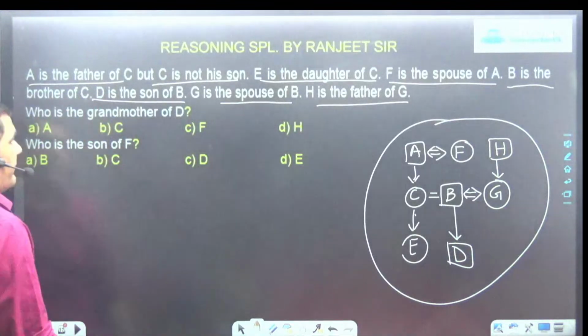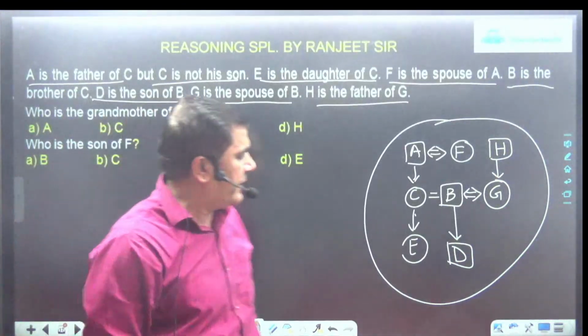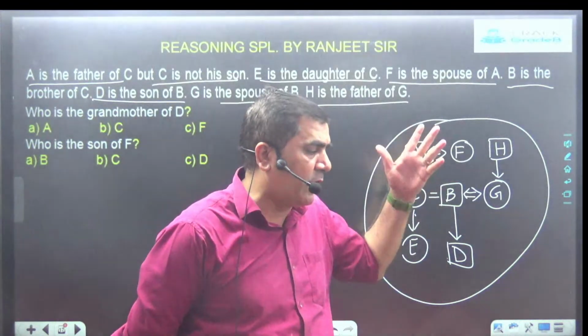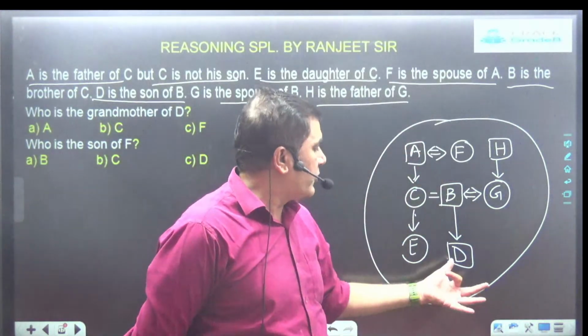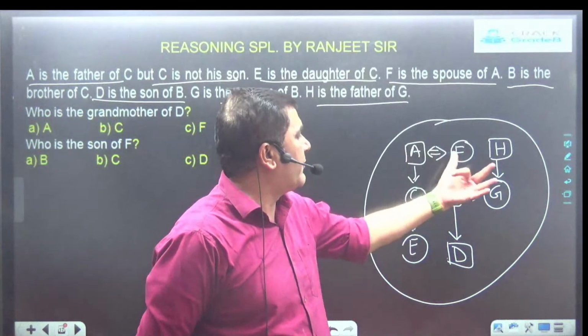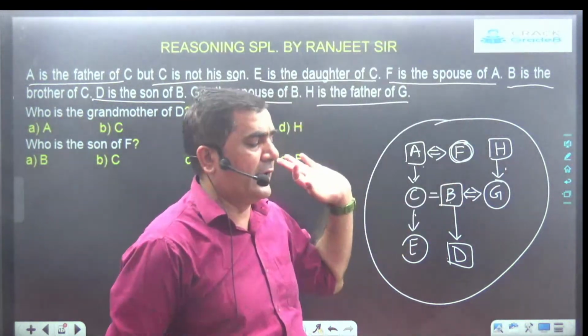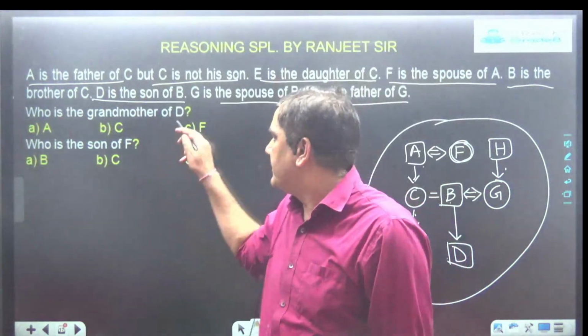Okay. Question number 1. Who is the grandmother of D? So D grandmother means 2 generation above. Grandmother will be always 2 generation above. So D is over here, 2 generation above. Grandmother will be F, as these two are male. The answer should be F.